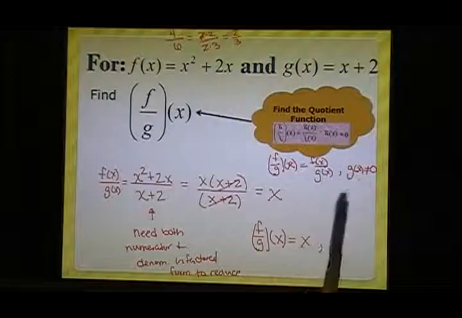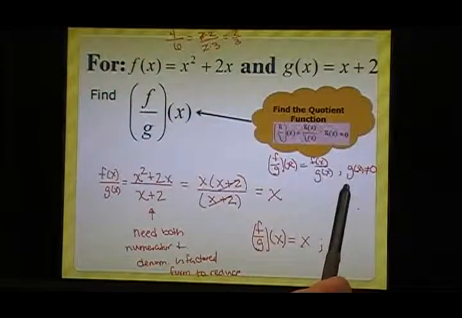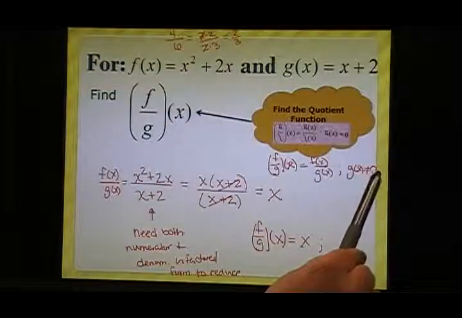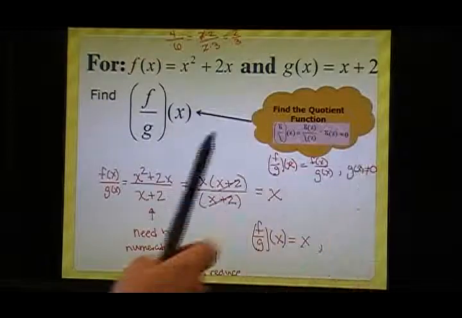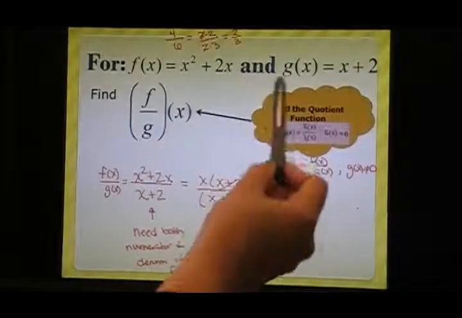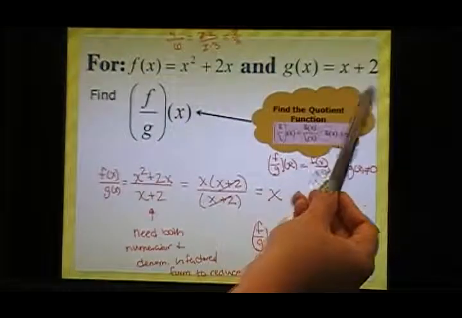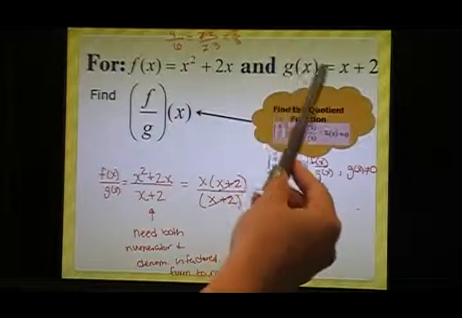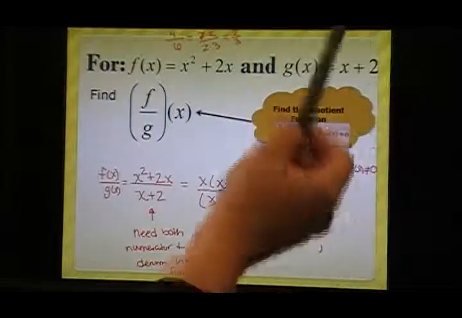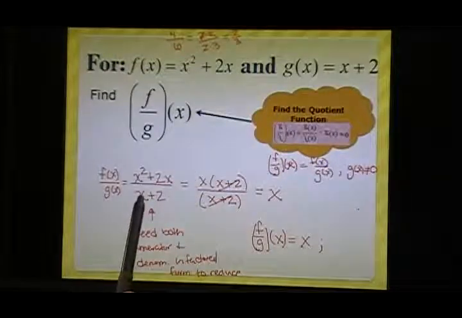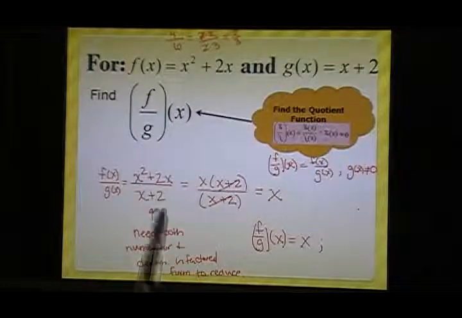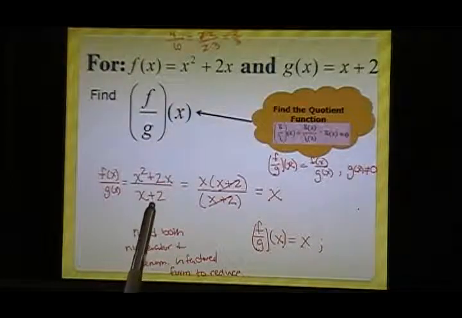Though remember, as long as the bottom function, g of x, does not equal 0. So if you look at your function g of x equals x plus 2, is there a number you can put in for x so that the value of g equals 0? Yes, that would be negative 2. If x equals negative 2, the denominator equals 0. And the issue with the denominator equaling 0 is that division by 0 is undefined.